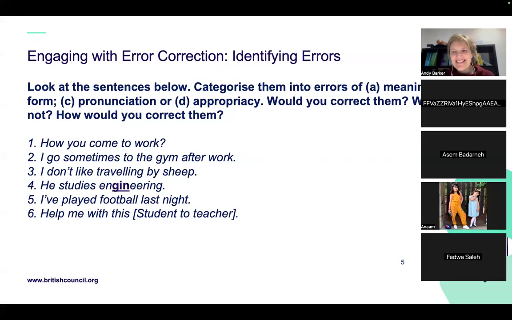Appropriacy. Yes, at last we have appropriacy. Help me with this. Is it appropriate? No, it should not be. Why not? The student should be polite with the teacher. It's politeness, exactly. So, a descriptive sentence, you know? Can you help me with this, please?